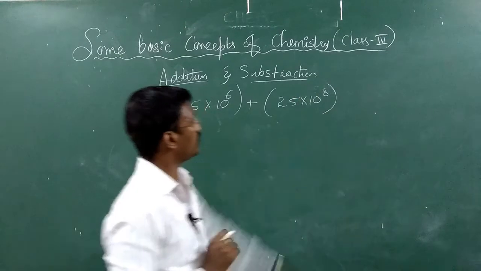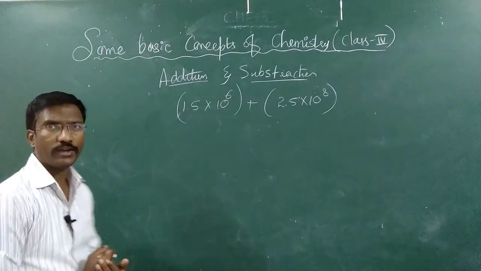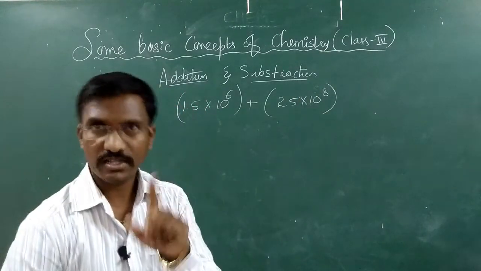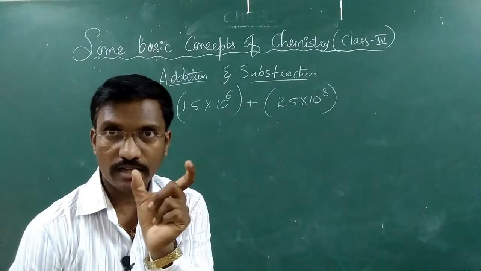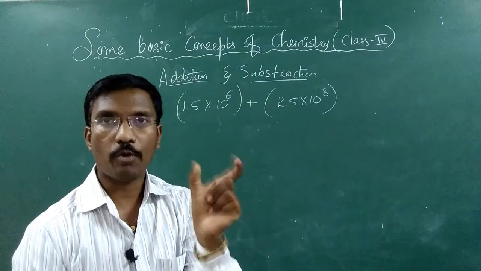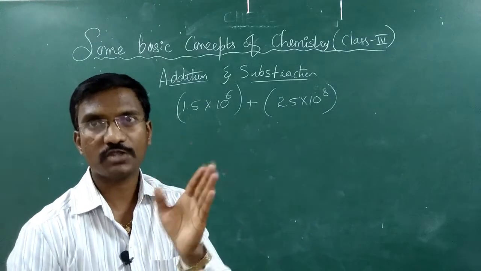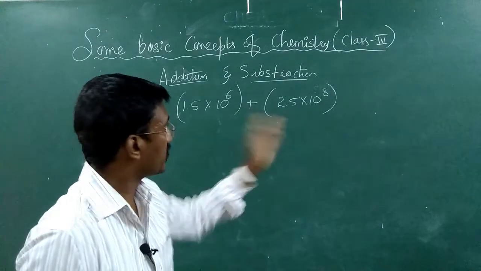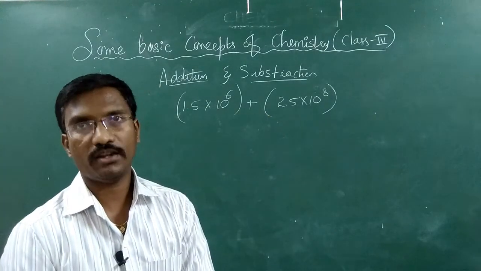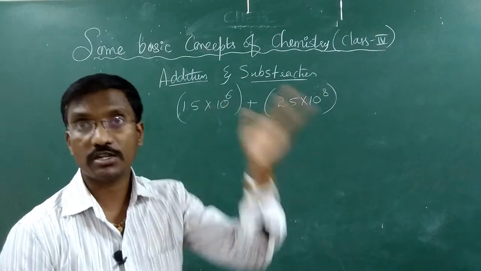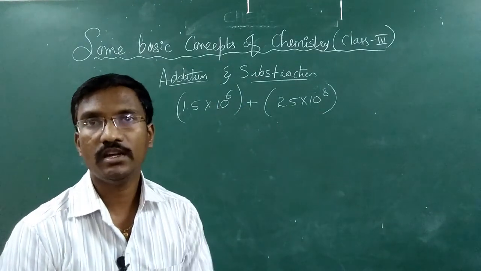I have changed this number to 10 raised to 8. Why do we have to observe this? While doing addition and subtraction, we should take common powers of 10. If it is 10 raised to 6 in both terms, then we can take that as common. If it is 10 raised to 8 and the other is 10 raised to minus 6, it is not possible to do the addition and subtraction.